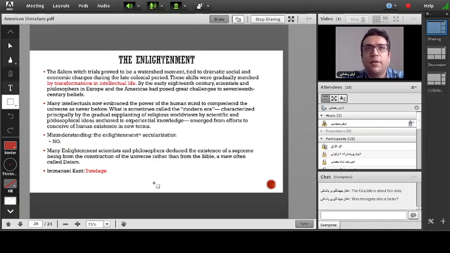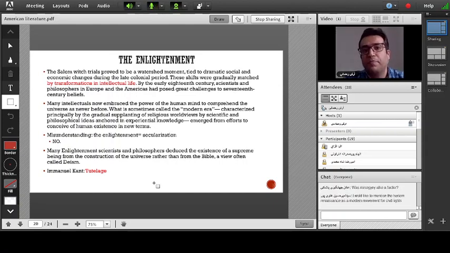A lot of people usually misunderstand the Enlightenment and say that because it was the age of reason, the age of scientific discourse, suddenly everyone was godless, suddenly everyone was secular, and Enlightenment created secularization all around the world. But this is not the case.